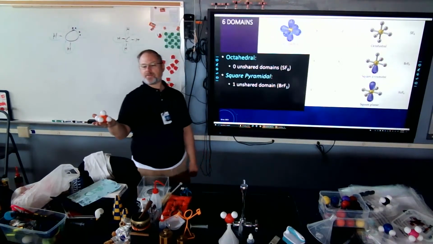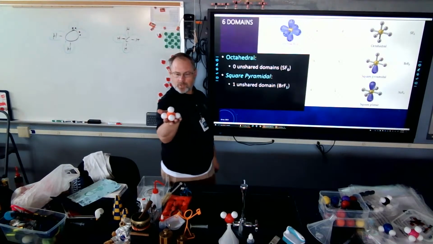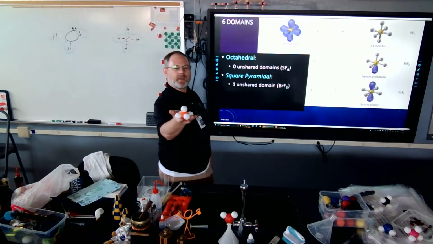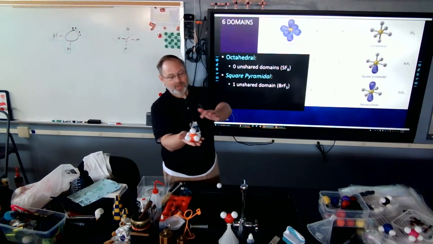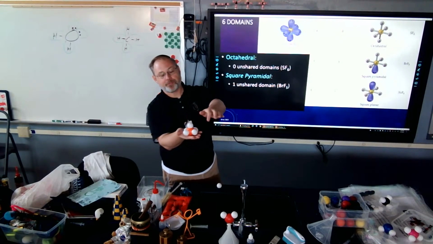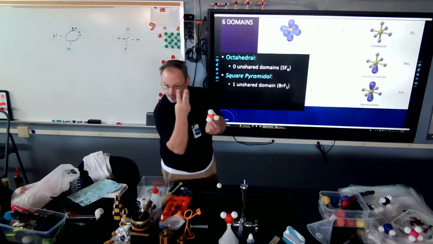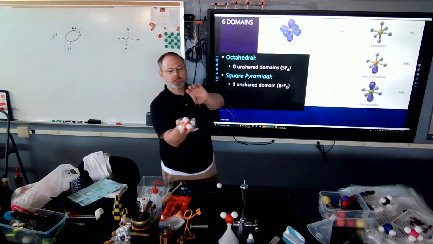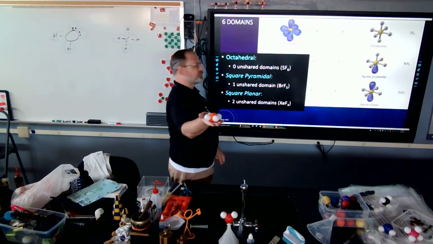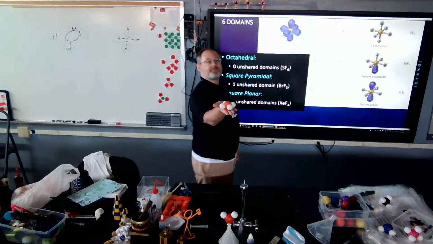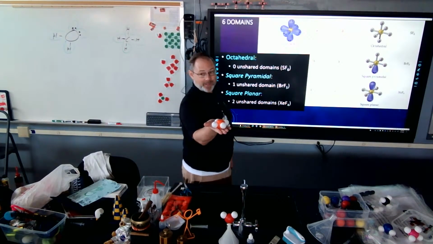Now here's where things get kind of interesting. If you were to lose another one, which of these domains is being repulsed the most? The top one. This top one up here is being repulsed by 4, but all the other ones are only being repulsed by 3. So the next one you're going to lose is the top one, and we call this square planar. If 4 of 6 are bonding, our geometry is square planar.